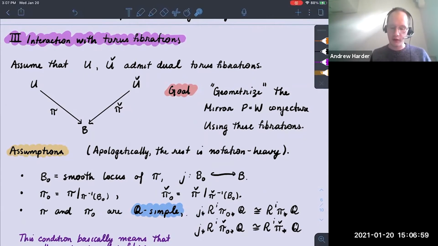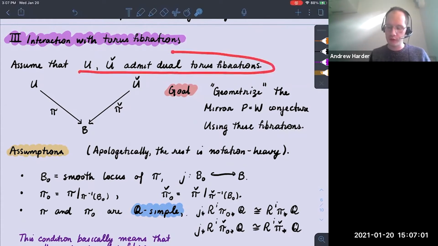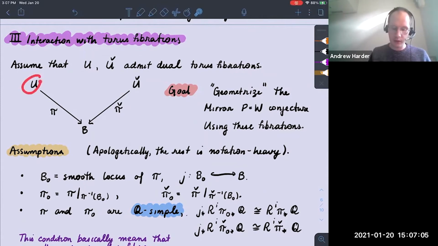So let's start by assuming that U and U check admit dual torus fibrations. What I mean by this is that there are torus fibrations from U and U check to a base B, and I'll call these pi check and pi. Our goal is to use the geometry of these fibrations to give a geometric version of this P equals W conjecture.